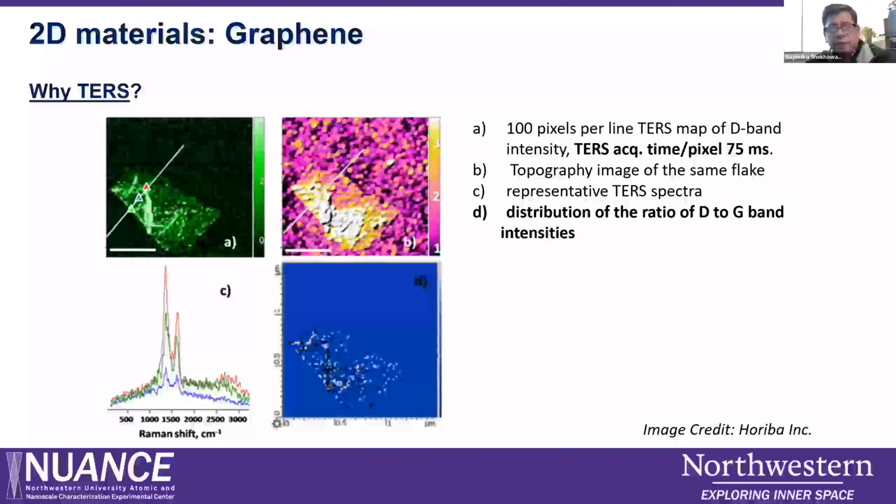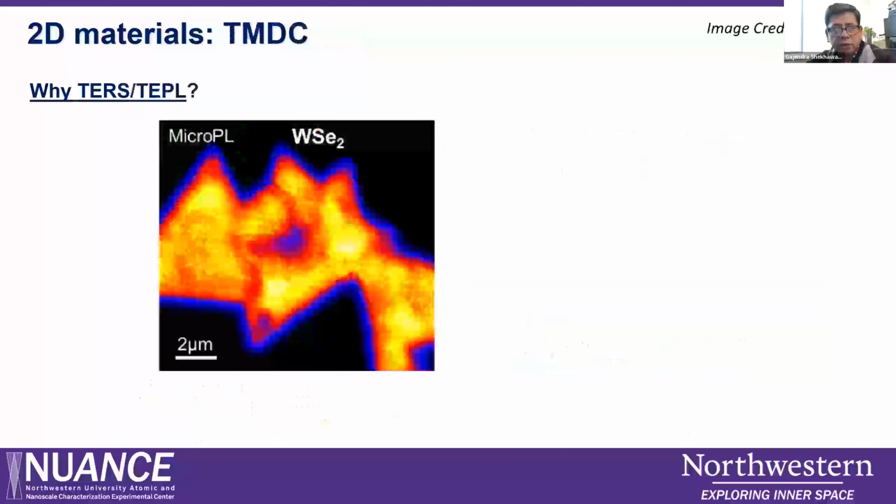And then this is an example of graphene. On the left, you can see a TERS map of a graphene flake. On the right is the AFM topography, and the bottom right is basically a distribution of the D and G band intensity ratio that can identify the defects within these materials. So you can easily see these things with a high resolution.